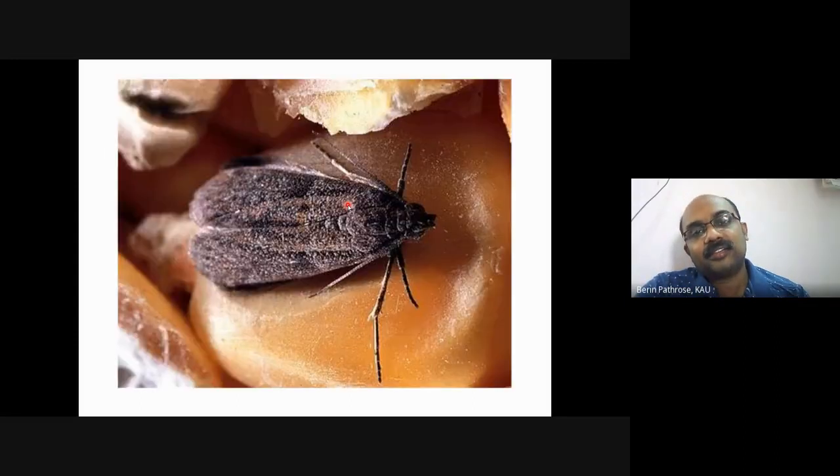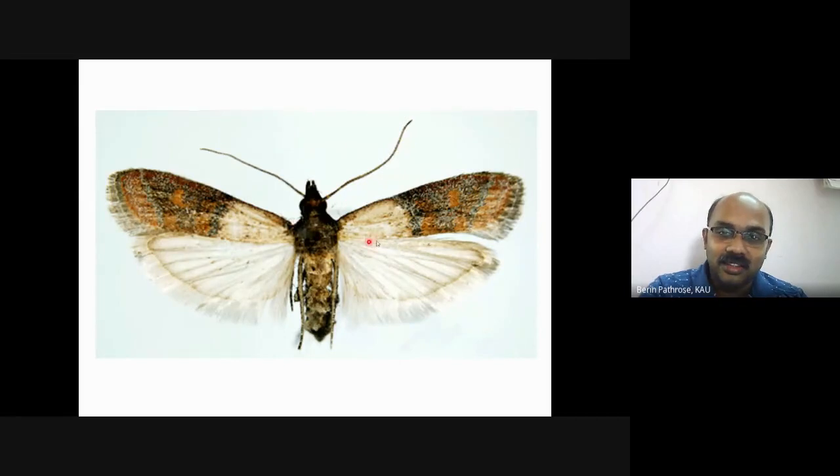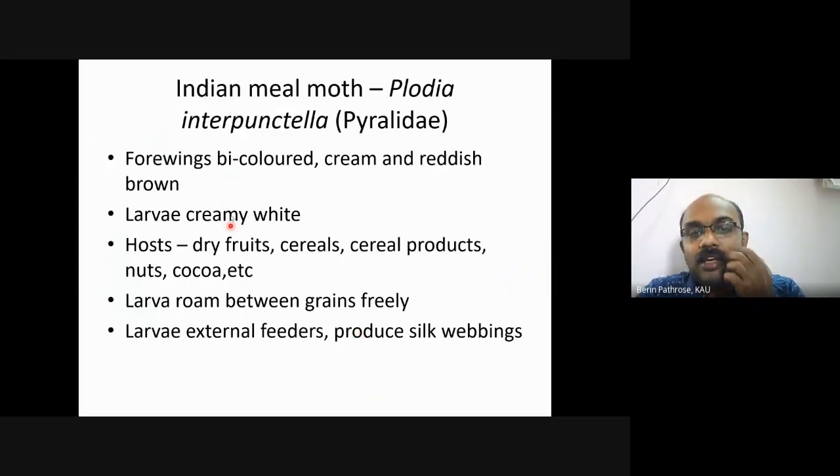Coming to the next one, Plodia interpunctella, Indian meal moth, Pyralidae. I haven't seen Plodia yet. I don't know what the intensity of Plodia infestation is. The forewings are bicolored. It is creamish white at the base, moving towards the apex it is reddish brown in nature. So it is bicolored, cream at the base and reddish brown at the apex.